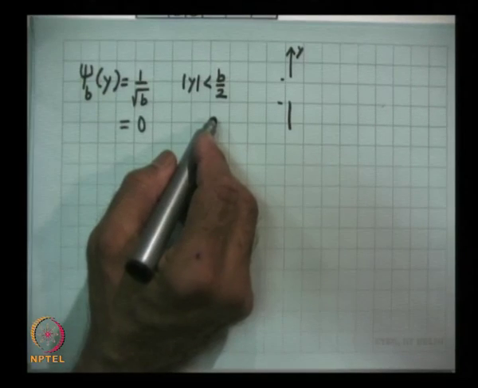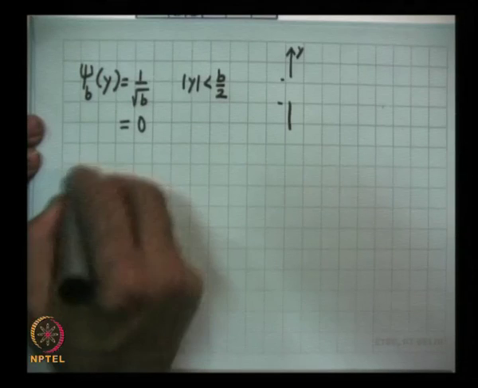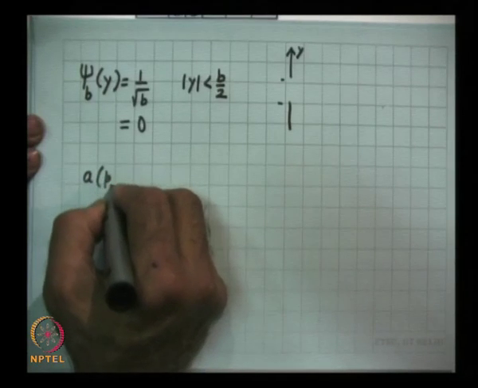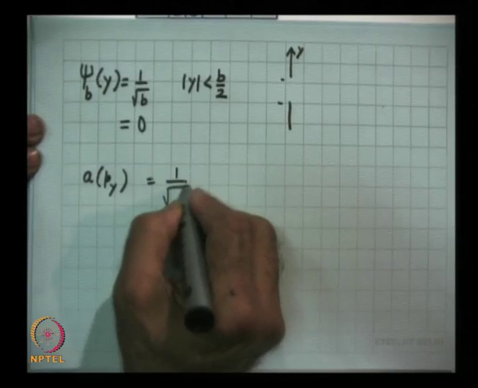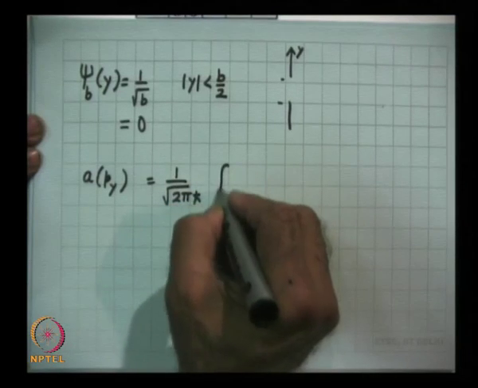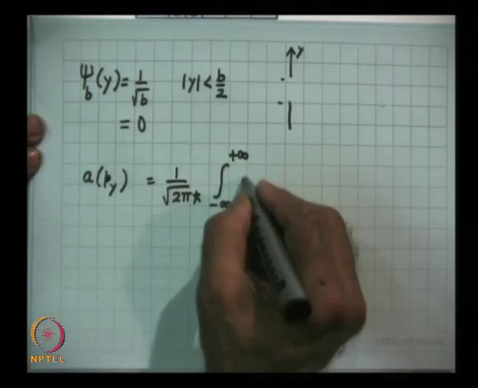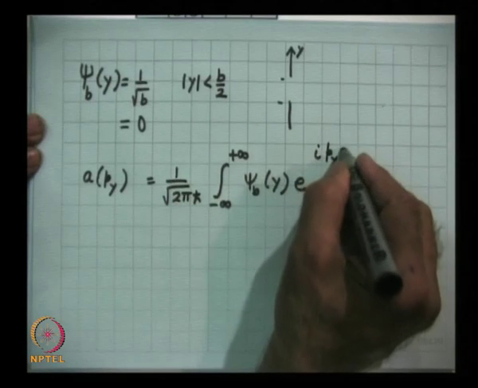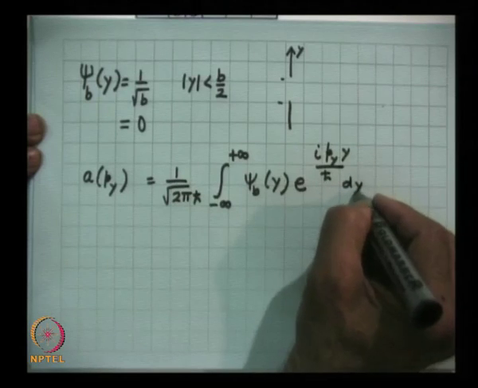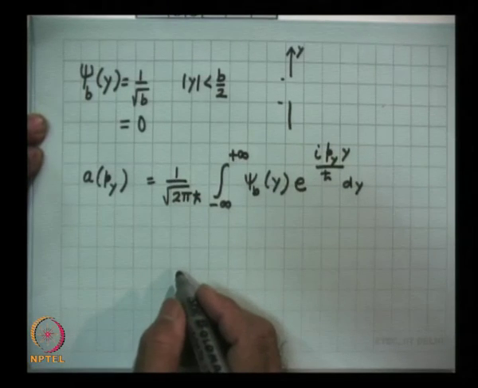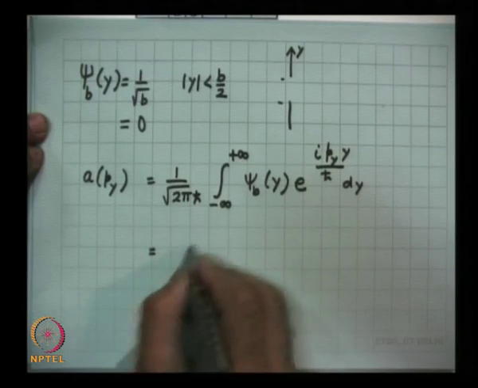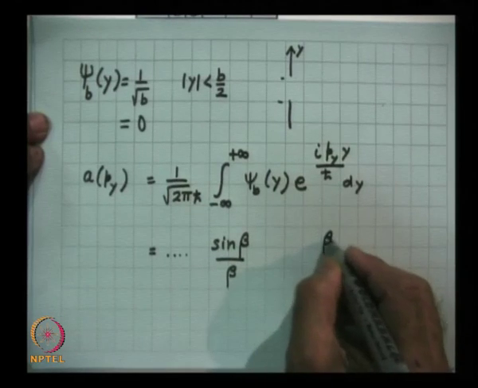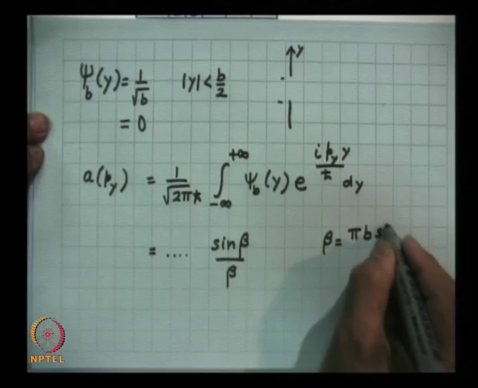If I assume such a wave function, then the corresponding Fourier transform, that is A of p y, will be equal to 1 over under root of 2 pi h cross, integral from minus infinity to plus infinity psi b y e to the power of i p y y by h cross d y, and this we had integrated, and we had shown that this was equal to some constant times sin beta by beta, where beta was equal to pi b sin theta by lambda.